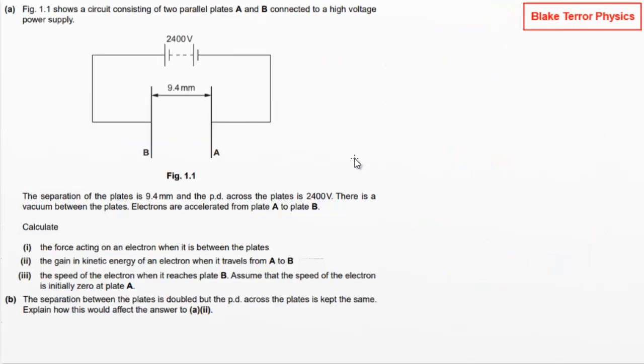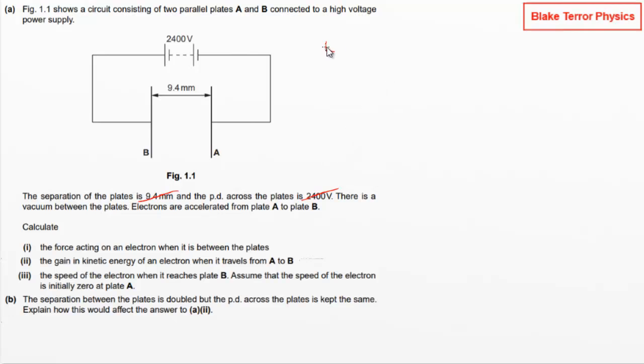Figure 1.1 shows a circuit, two parallel plates, high voltage power supply, separation between the plates is in the picture, PD is in the picture, there's a vacuum, and we're accelerating electrons across the gap. Calculate the force acting on an electron when it's between the plates.